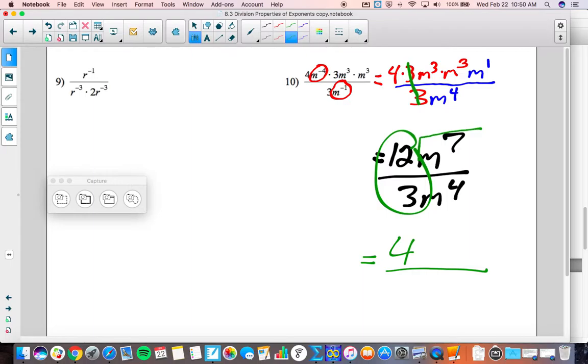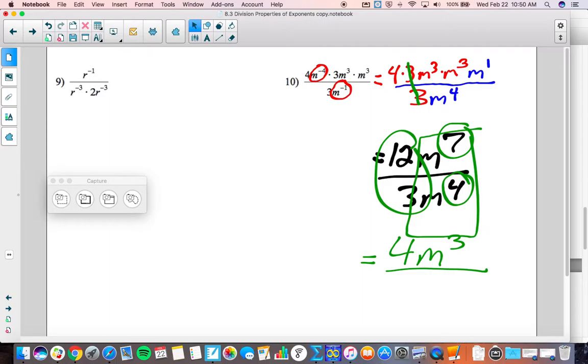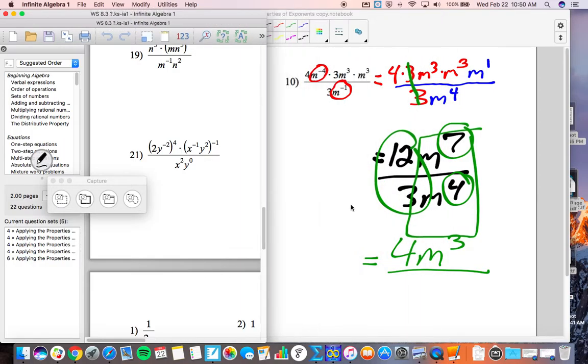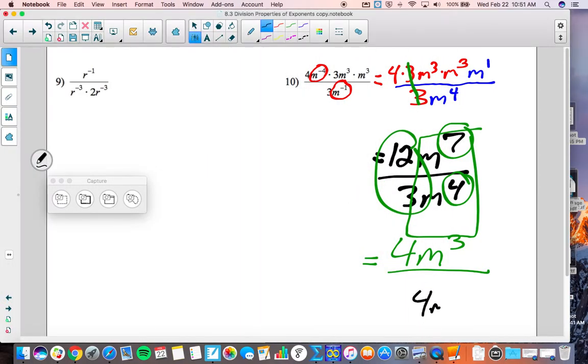Now we have this battle. Who wins the battle? Because I have m's on the top and m's on the bottom. The top's going to win because there's 7 of them and only 4 of these. So the top gets the m. How many more are there on top? 3. So I guess we don't even need a fraction here. We could put a 1 underneath there, but the most simple answer is going to be 4m to the third. Boom.